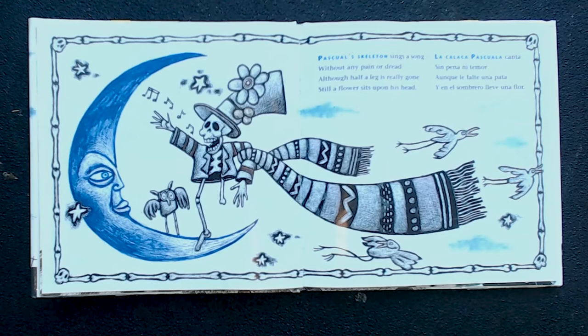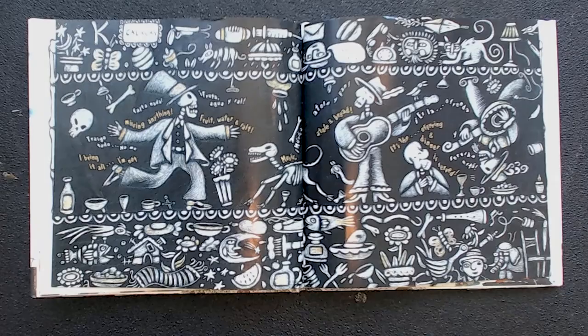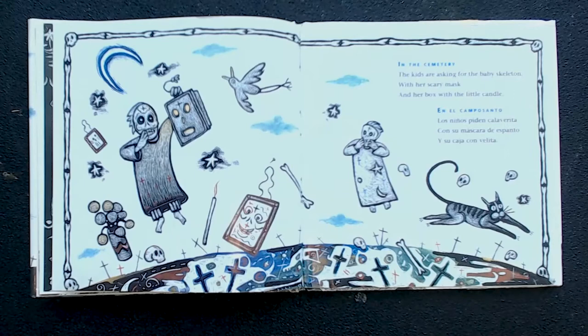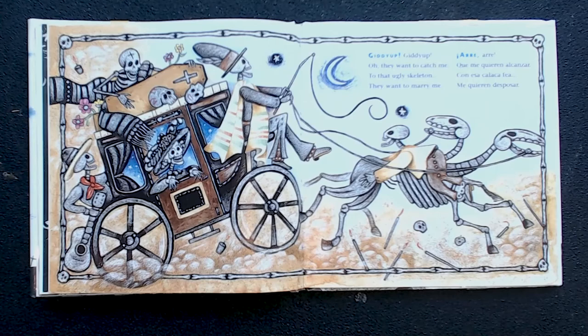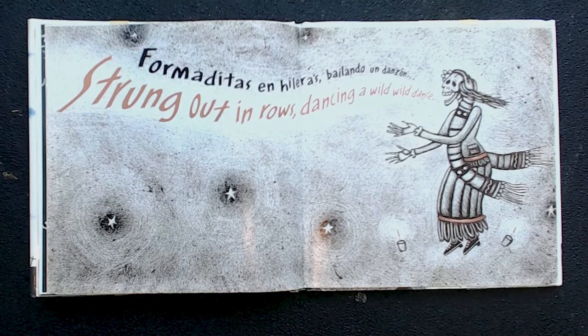Pascual's skeleton sings a song, without any pain or dread, although half a leg is really gone. Still a flower sits upon his head. I bring it all. I'm not missing anything. Fruit, water and salt, music, elote, and bread. It's the offering, and dinner is served. In the cemetery, the kids are asking for the baby skeleton with her scary mask and her box with the little candle. Giddy up! Giddy up! Oh, they want to catch me. To the ugly skeleton, they want to marry me. Strung out in rows, dancing a wild, wild dance. The Day of the Dead.